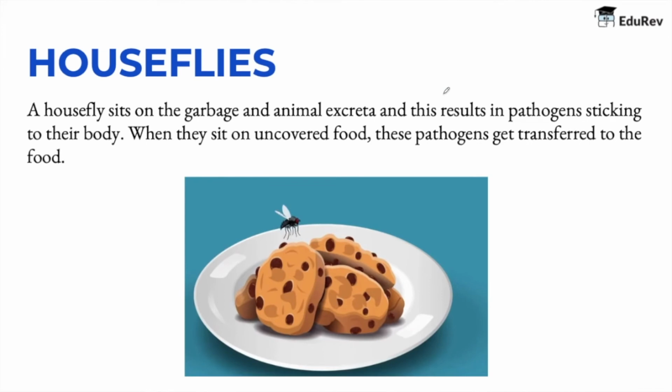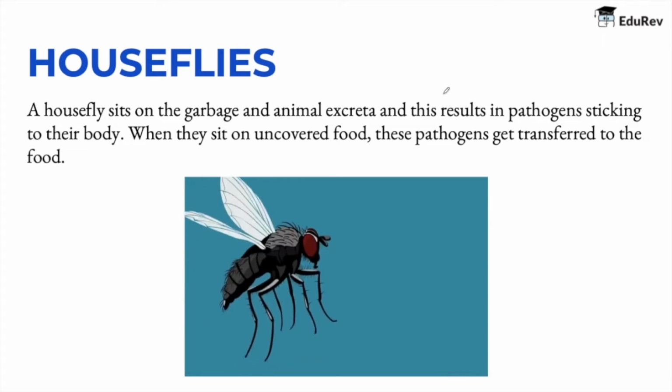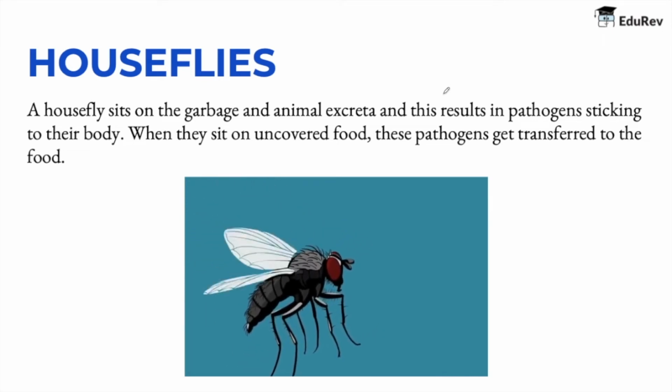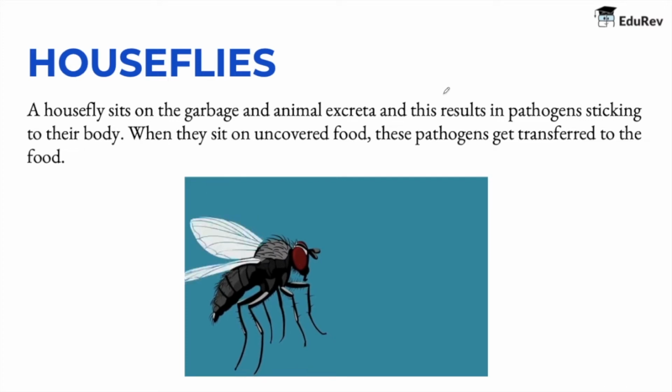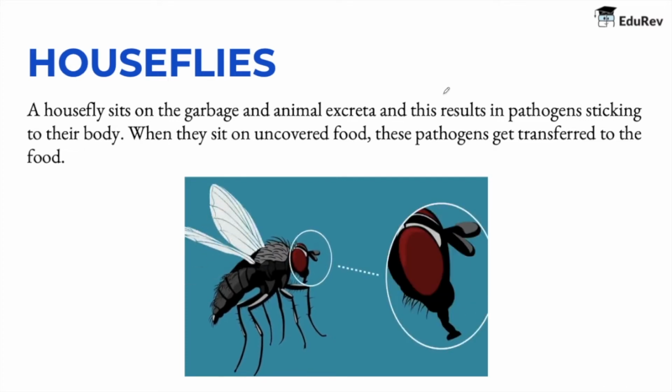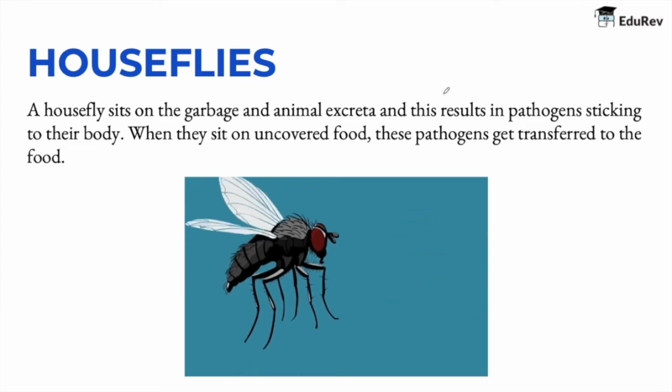Let's see how the houseflies can be a carrier. Let's understand how they transfer pathogens. So a housefly may sit on garbage or animal excreta, and the pathogens stick to its body. When it sits on uncovered food, these pathogens get transferred to the food. When someone eats this contaminated food, he or she may fall sick. To avoid this, we must keep the food covered.